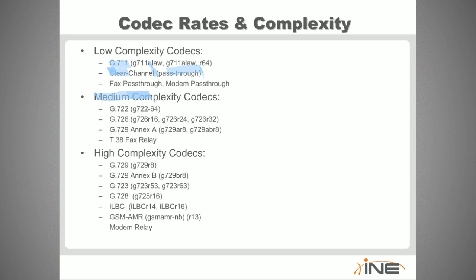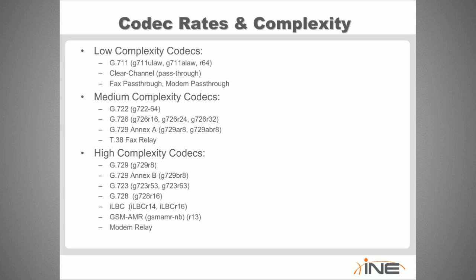Our medium complexity codecs are G722, G726, G729 Annex A, so that includes the variants AR8 and ABR8, and then our high complexity codecs being G729 straight R8, G729 Annex B, which enables the VAD, as we mentioned, G723, G728, Internet low bitrate codec, and then GSM and modem relay.